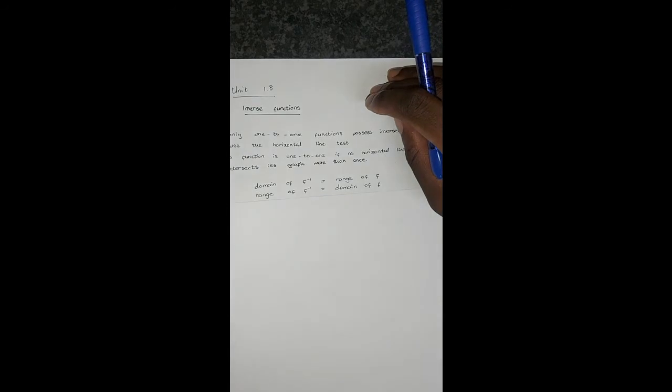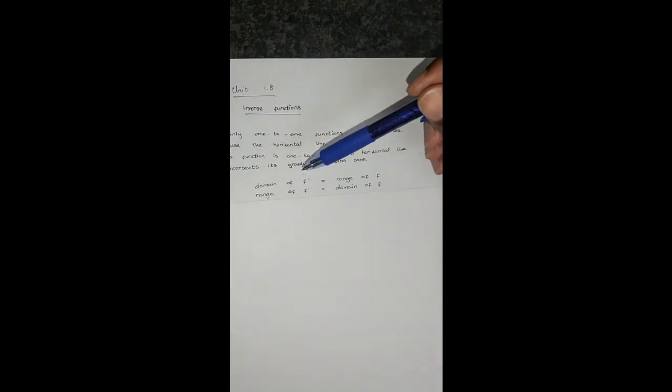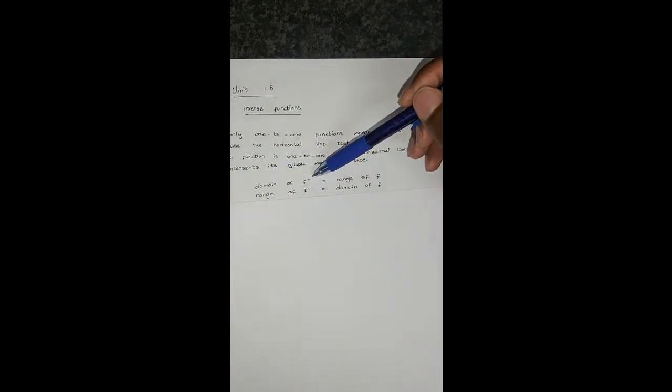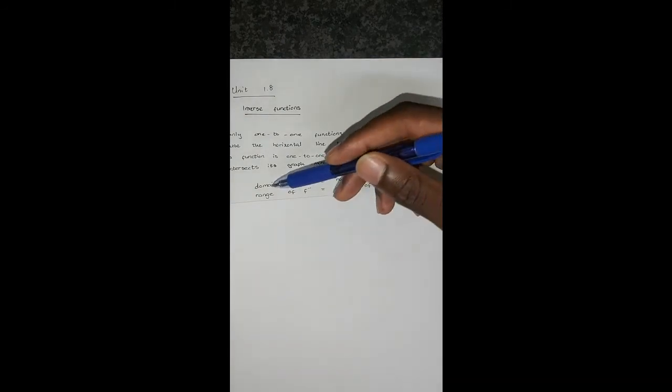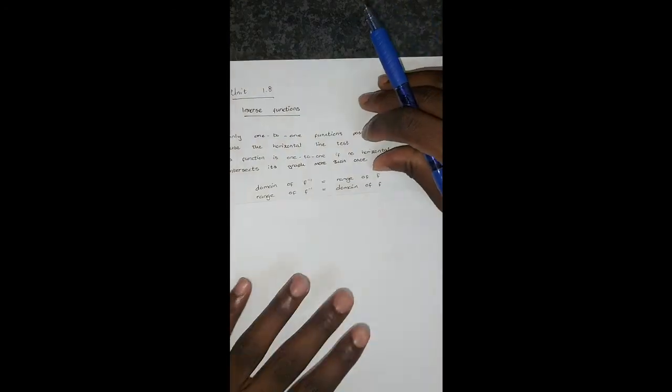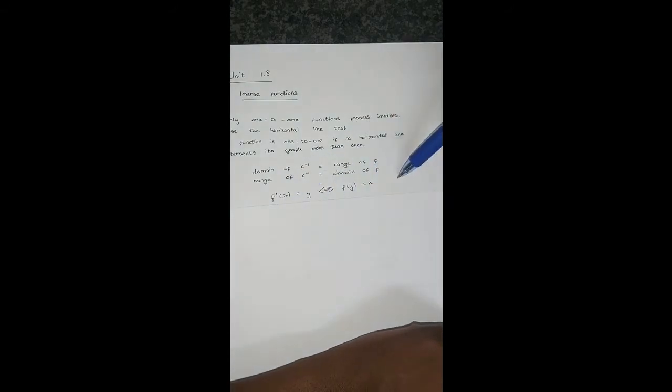Okay, so what you must know is that the domain of f inverse, so this is how we represent the inverse function, is the range of our initial function, and the range of our inverse function is the domain of our initial function. So if you can get the range and domain of your initial function, then you can get the domain and range for your inverse function as well. Okay, so basically this is how the inverse function is defined.